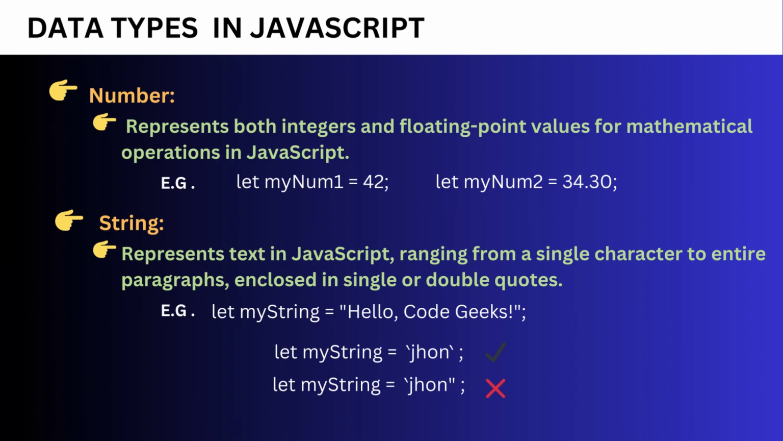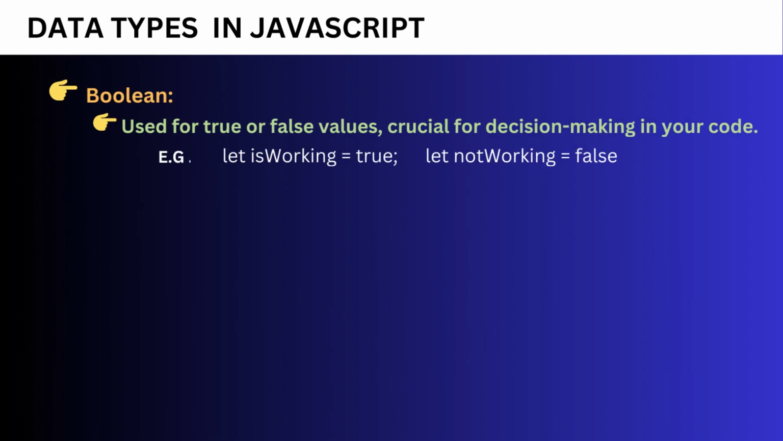And here you can see the example. We have a variable myString which has a value hello code geeks, and after this we have the boolean data type. Booleans are all about true or false. They are used to make decisions in your code. For example, here we have a variable let isWorking is equal to true, and then we have another variable let notWorking is equal to false. Now numbers, strings and booleans are those data types that we use a lot.